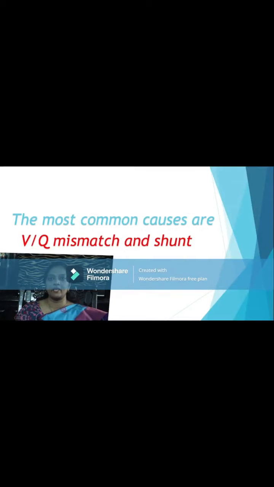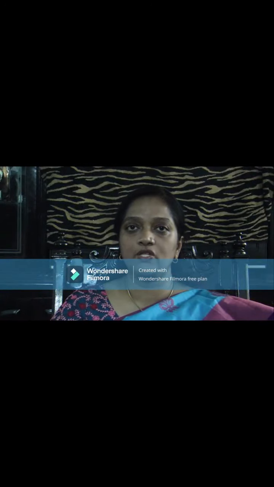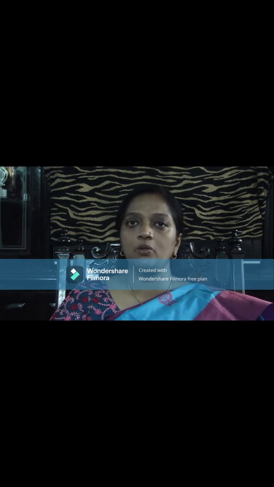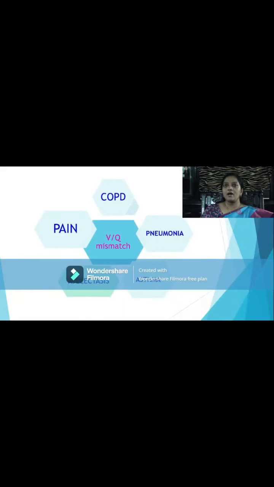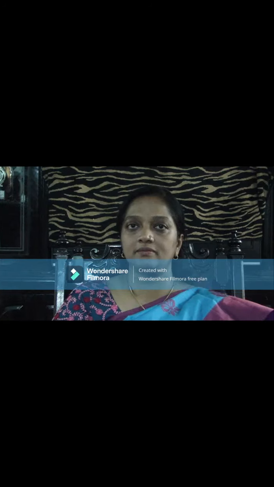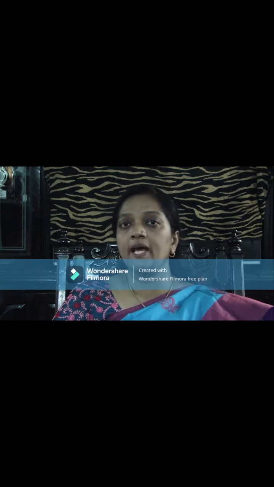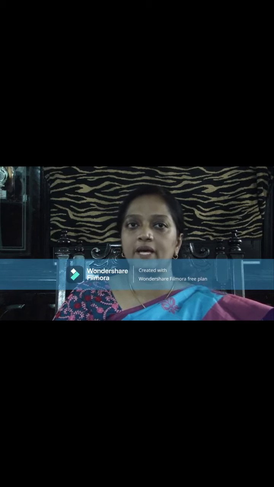Let us see the first mechanism, that's the V/Q mismatch. Many conditions cause V/Q mismatch. The most common are those in which increased secretions are present in the airways, like chronic obstructive pulmonary disease, COPD, pneumonia, asthma in which bronchospasm is present, atelectasis, and pain. In all these conditions, there is limited airflow to alveoli but no effect on blood flow to the gas exchange units. The consequence of this imbalance is V/Q mismatch.